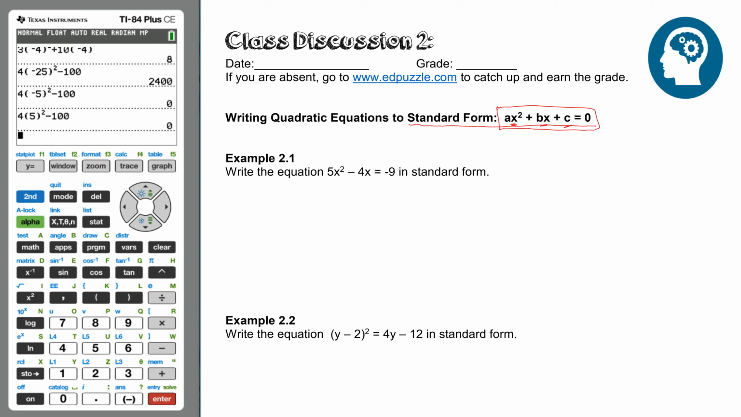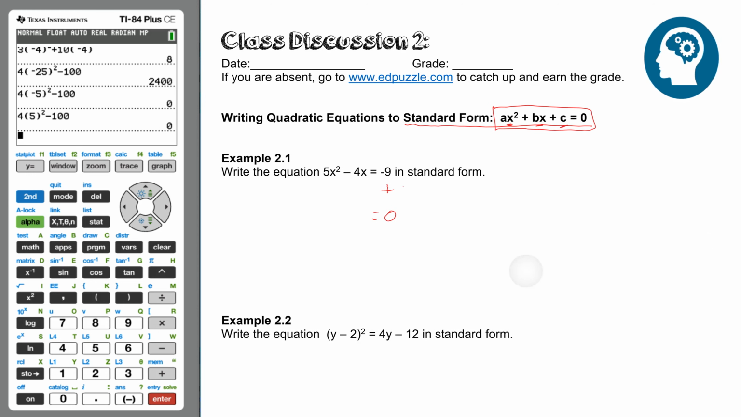So example 2.1, write the equation 5x squared minus 4x equals negative 9 in standard form. So our goal here is we want this to be equal to 0. So think now what will you do with negative 9 so that it becomes 0. So the opposite of negative 9 is, we say, plus 9. So plus 9 and plus 9 here as well. So 9 cancels out. So this one now would be 0.